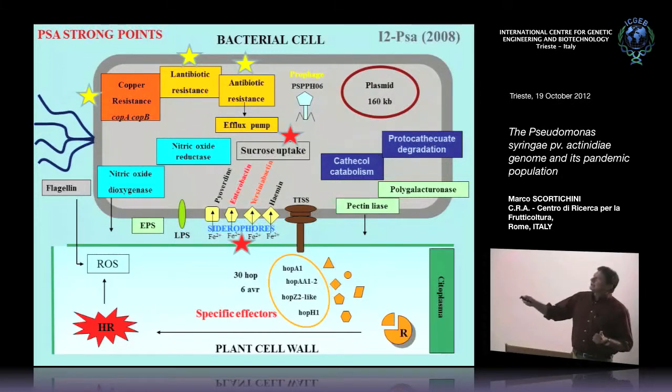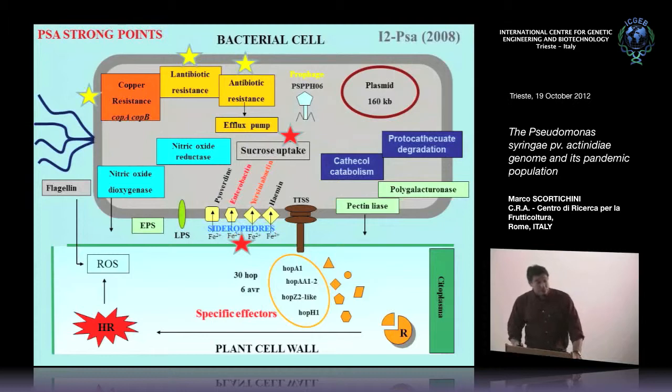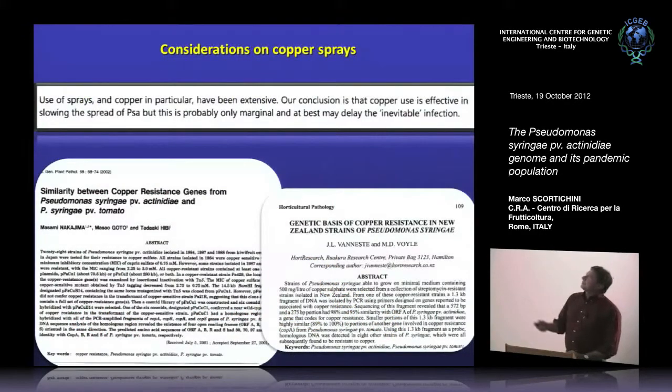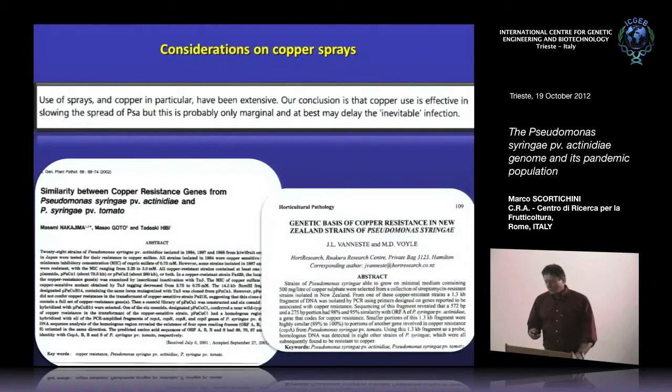Also, the antibiotic resistance genes are important. Sucrose uptake is related to endophytic lifestyle. It has this gene, like other endophytic bacteria, and maybe it is important. And also siderophores. So these indicate the strong points to consider regarding copper spray. This is much related to the protection from the disease. Just to say that we know that there are copper-resistance genes in the old Pseudomonas actinidiae population. So don't exaggerate with copper.